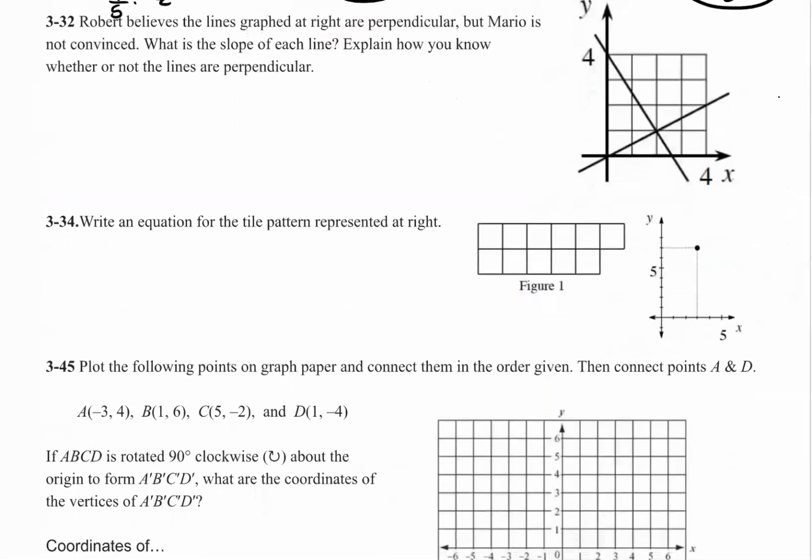3-32. Robert believes the lines are perpendicular, but Mario is not convinced. What's the slope of each line? Well, let's figure that out. So I'm going to pick a corner point with this first line and draw a slope triangle. If I'm going from left to right, I go down 3, right 2. So negative 3 over 2.